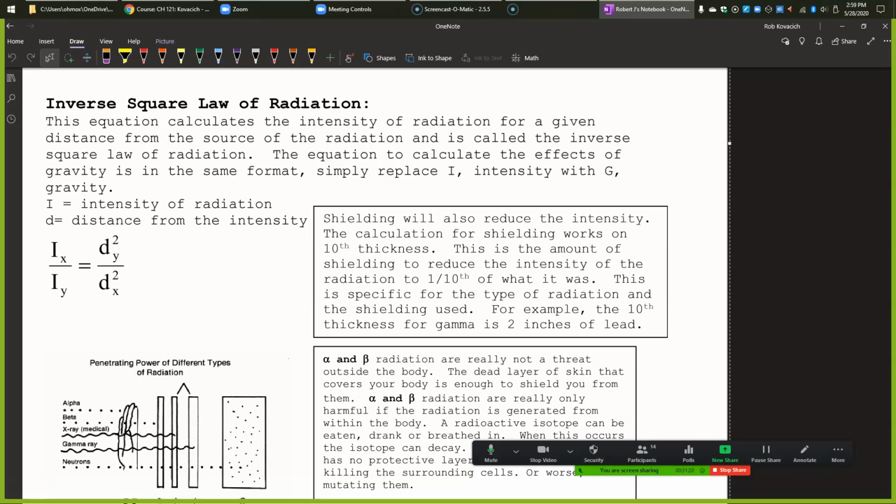So if you double your distance, what happens to the intensity of the radiation you're being exposed to? Two squared is 4, so it's a quarter of what it was before. Not half, but a quarter. And this is how gravity works. If you're 100 miles from a planet, and now you move to 200 miles away from the planet, then the gravitational pull on you is a quarter of what it was when you were 100 miles away from it.